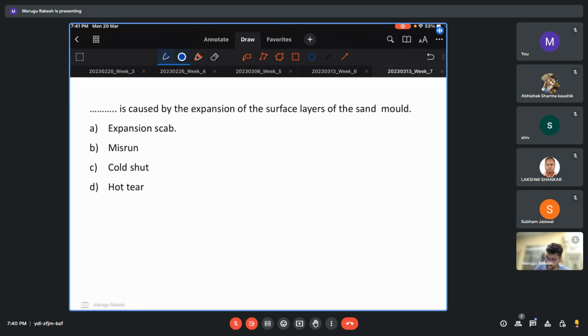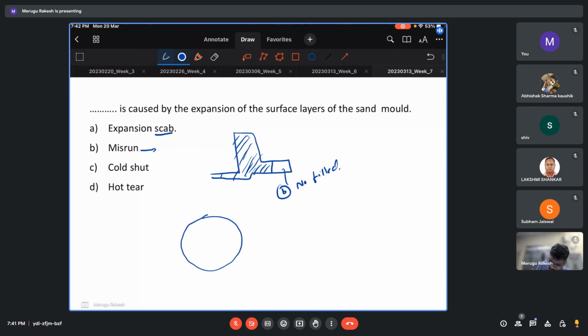Okay, scab is caused by the expansion of the surface layer of the sand. Oh, this is also something related to scab. Misrun, I think I have shown in some figure. Suppose you have this type of casting, we see it is like incomplete filling of the casting. That is a misrun. Then cold shut is like we have these two types.